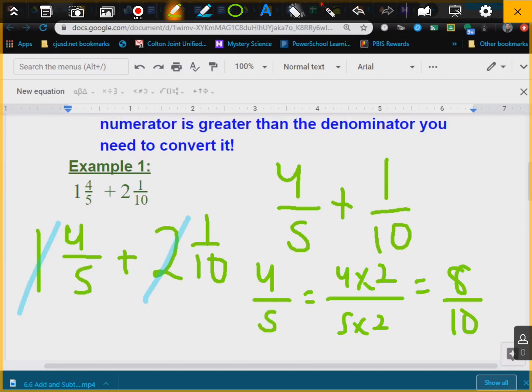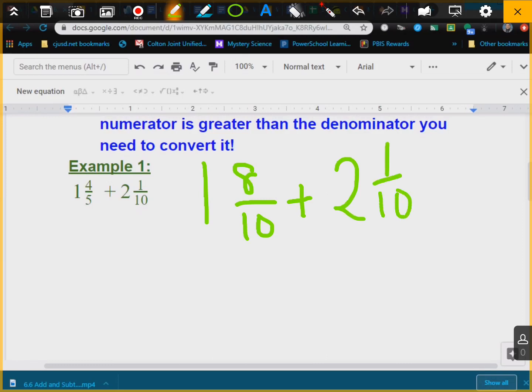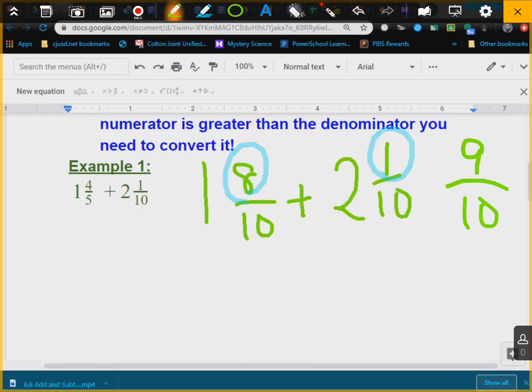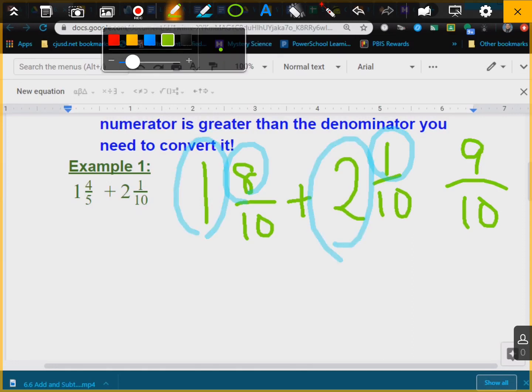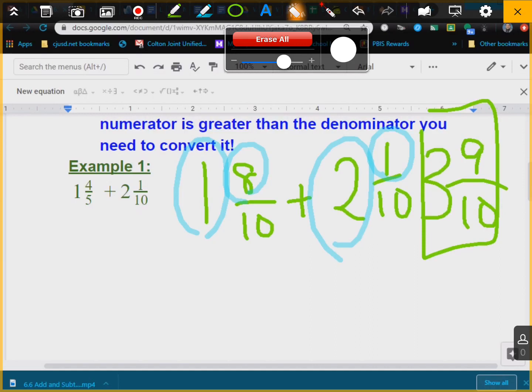Now that we have 8/10, we're ready to add. So now, instead of 1 4/5, we're going to have 1 8/10 plus 2 1/10. And let's go ahead and add. We're going to add the numerators only. 8 plus 1 is 9. Denominators stay the same. And now we bring back these whole numbers and we just add the whole numbers. 1 plus 2 is 3. And that is our final answer, 3 9/10. Okay? If you need to see that again, go ahead and rewind. But that's how you do it.